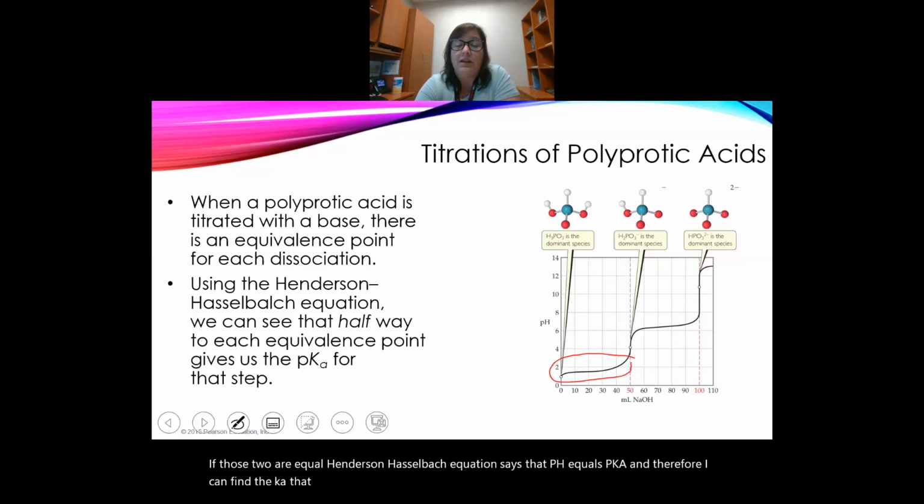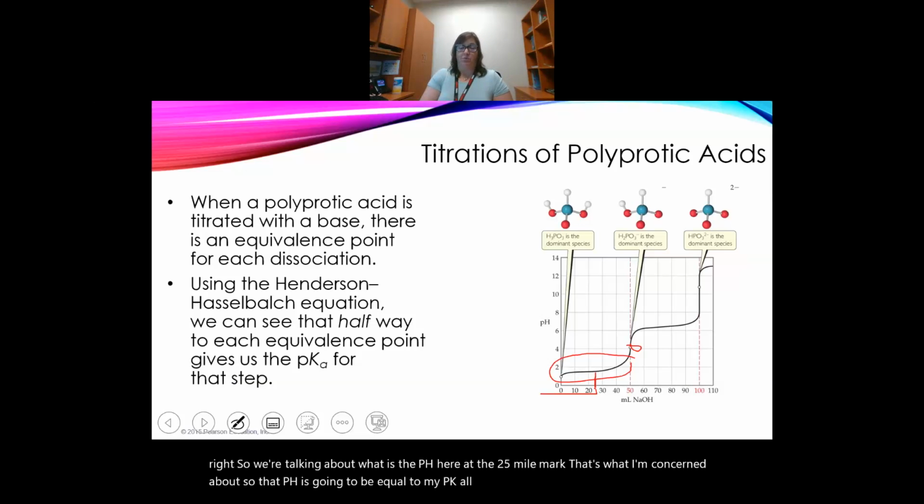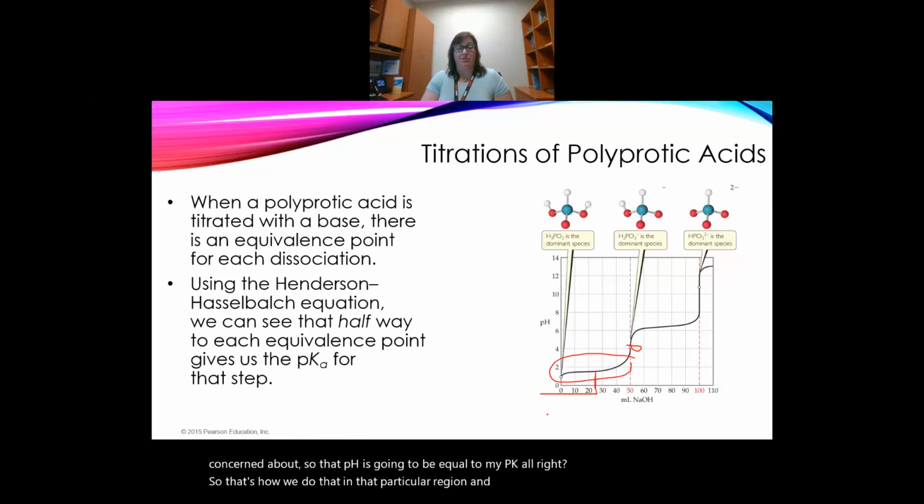Now, I see my equivalence point is here at 50 mL, right? So we're talking about what the pH is here at the 25 mL mark. That's what I'm concerned about. That pH is going to be equal to my pKa. All right? So that's how we do that in that particular region. The same can be done for the second.